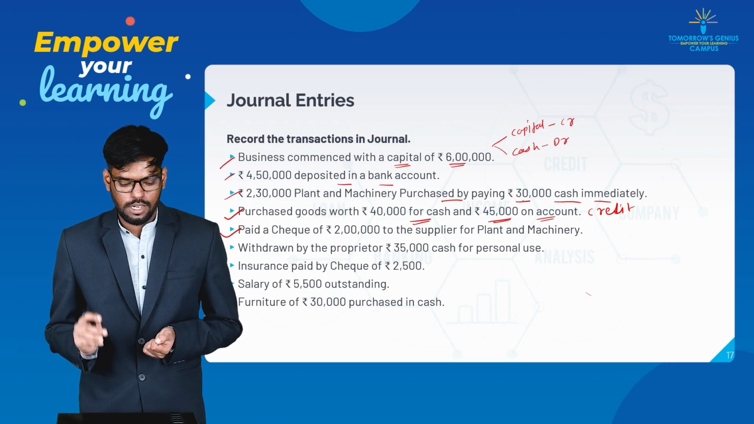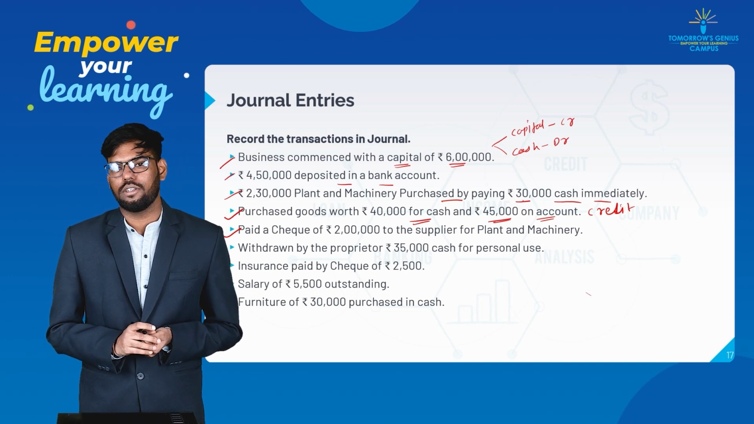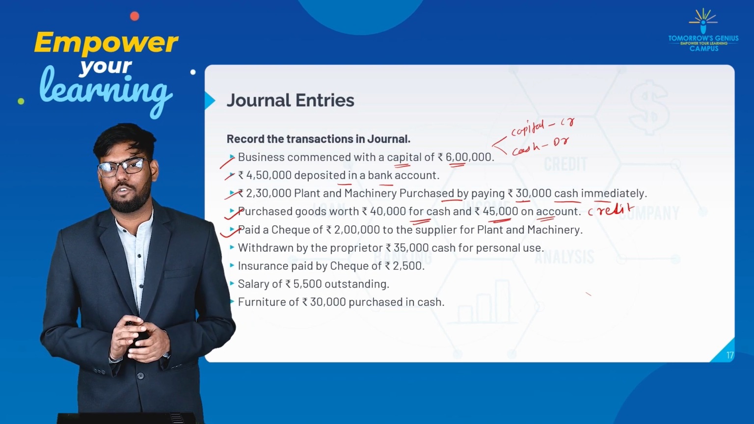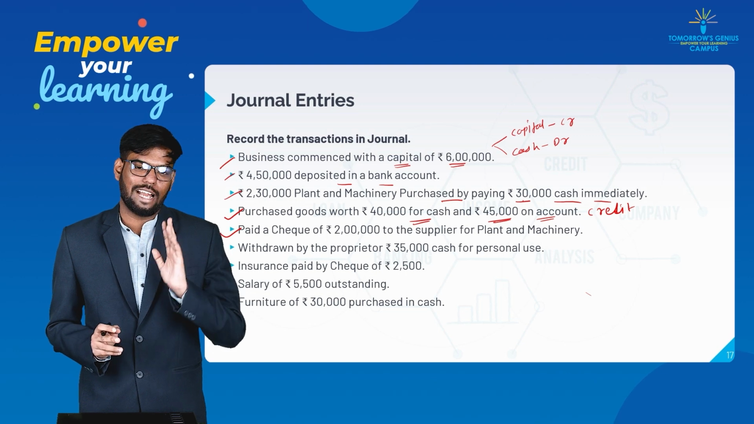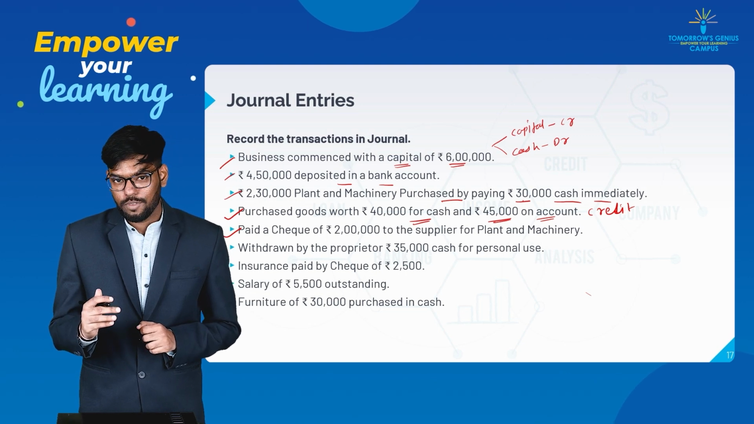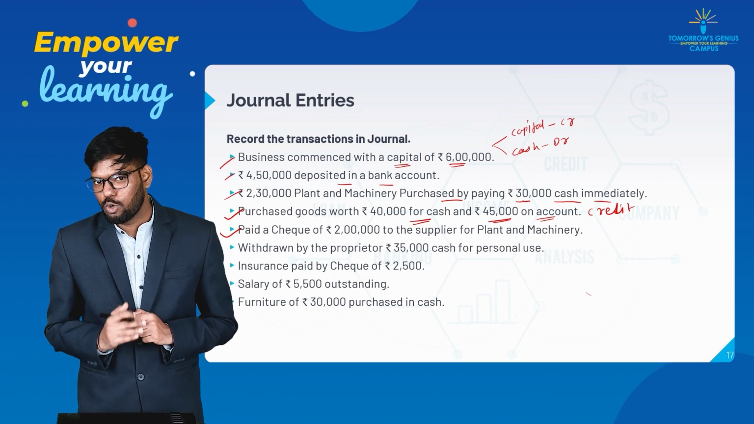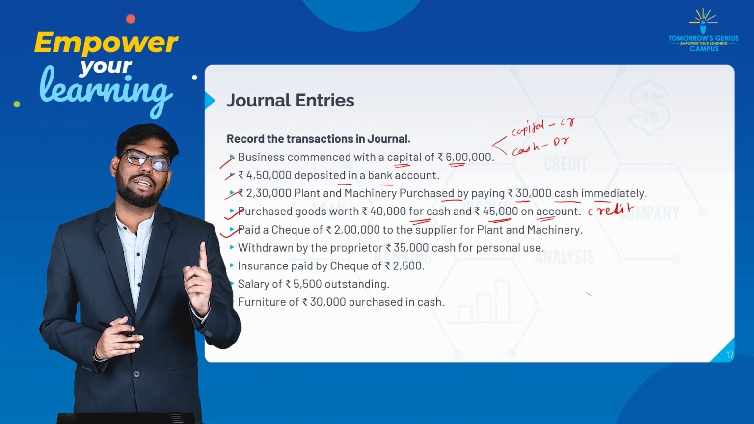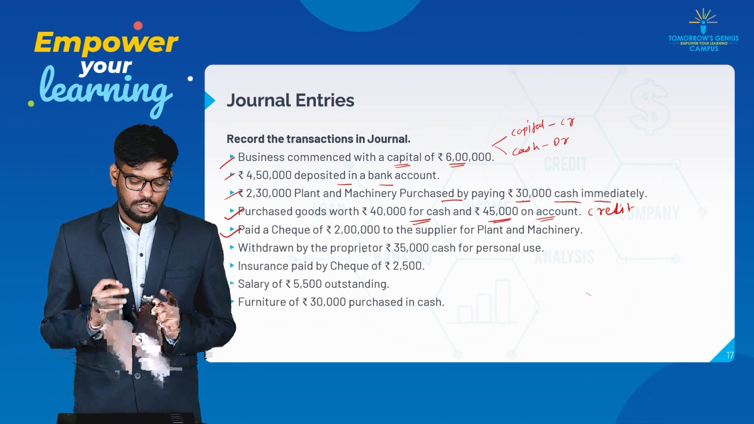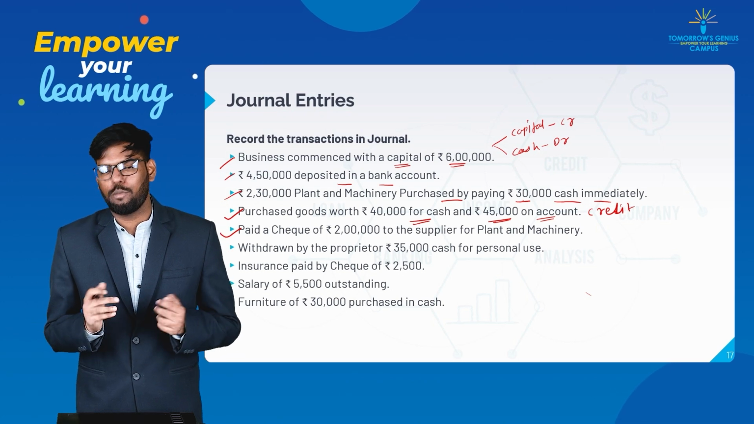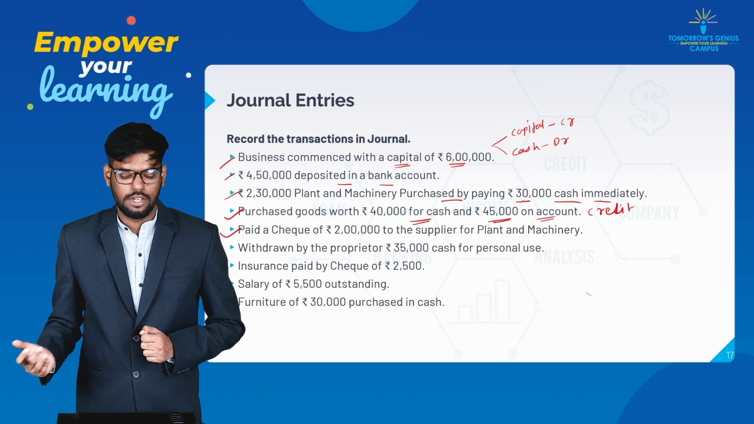Next is paid a check of rupees 2 lakhs to the supplier for plant and machinery. The supplier from whom you purchased the machinery, to that supplier you have paid 2 lakh rupees, right? So here your liability will go down, your creditors will go down. When your creditors go down, at that time you have to debit the creditor, or you have to debit the liability, right? And 2 lakh rupees goes out of the business. So 2 lakh rupees is cash for you, an asset for you, and whenever an asset goes down, you have to credit the same.